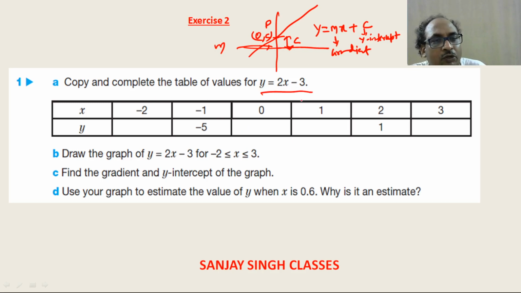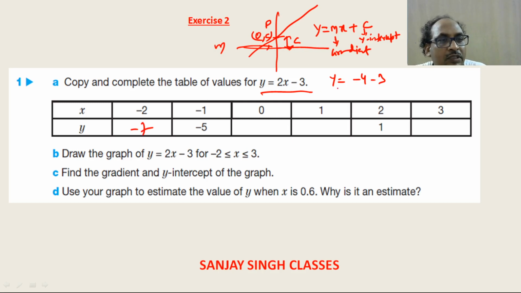Okay. So now the question is, copy and complete the table of values for y is equal to 2x minus 3. So we need to put the values. If x equal to minus 2 is given, we need to find the value of y. In algebra we have already discussed how to solve the equations, so we will just put in the values. If we put the value minus 2, then y is equal to minus 2 into 2, minus 4, minus 3. So it has become minus 7. So here it will become minus 7. Minus 1 and minus 5 are already given.